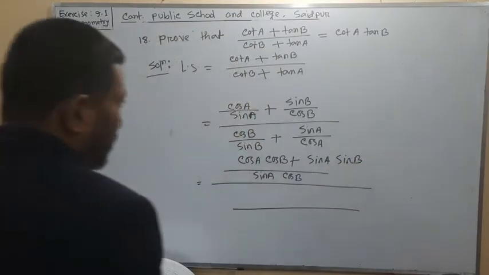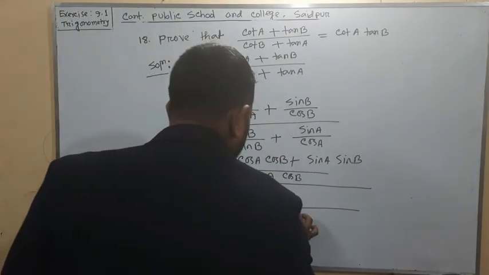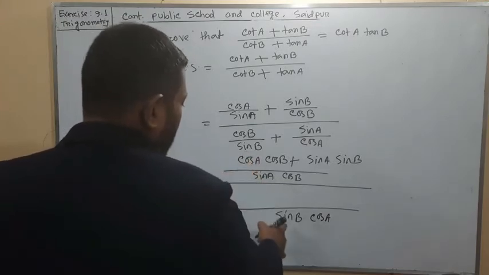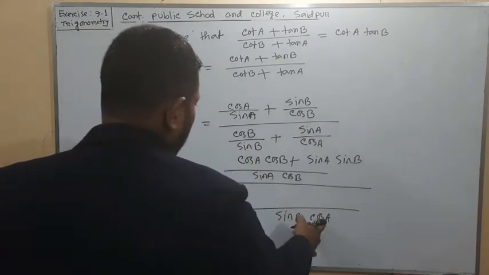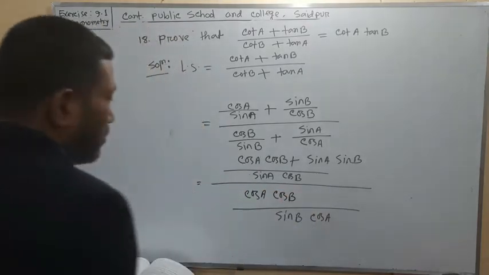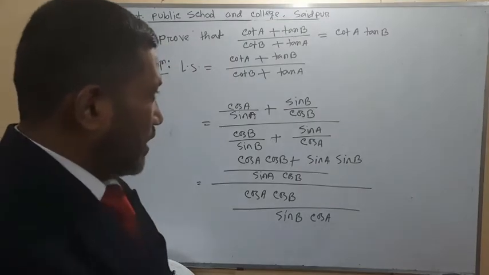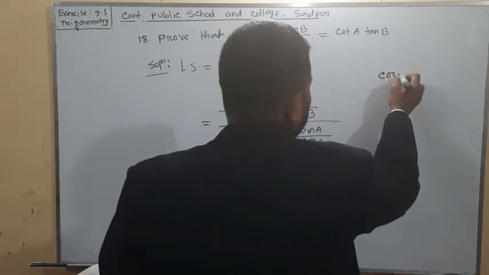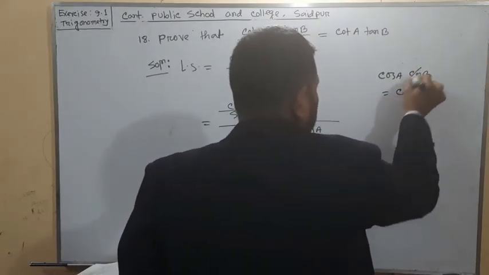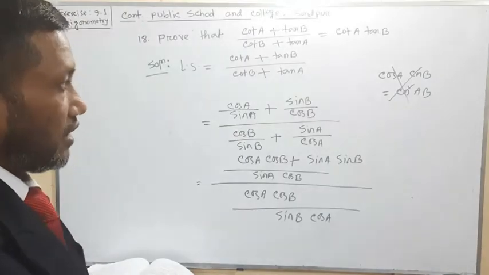Similarly, the LCM of the denominator will be sin B cos A. Now sin B into cos B is divided by sin B. We get cos A and cos B. Cos A and cos B, these two are different. We cannot write cos A cos B is equal to cos square AB. This is not right. Here cos A and cos B, these two trigonometric ratios are different.